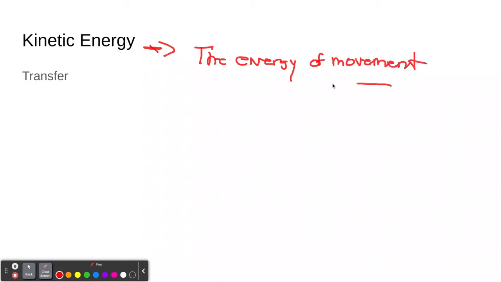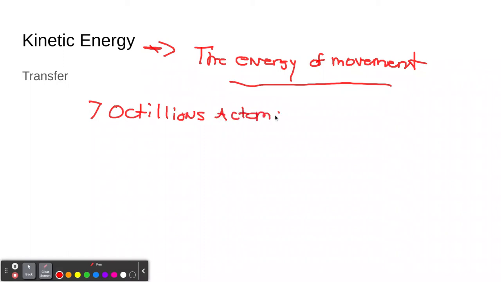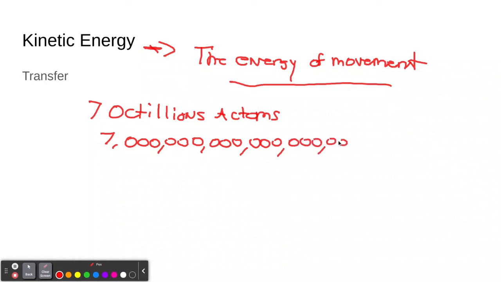Everything in the universe moves. Everything is moving. Even when you're sitting still, you're moving. Because what is actually moving? Inside you are atoms, and atoms are moving, right? So we have 7 octillion atoms inside of us. Let's write 7 octillion here. So here is a million, and we have our billion, trillion, quadrillion, quintillion, sextillion, septillion, octillion. There we go. That's how many atoms are inside you. And all of them are moving.